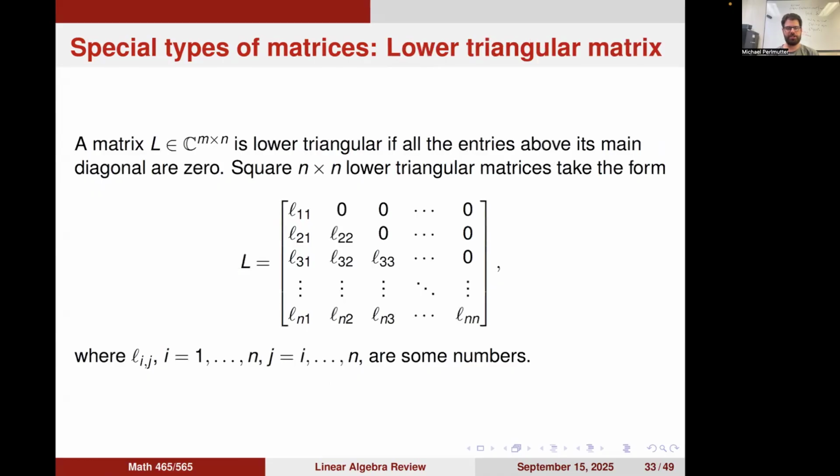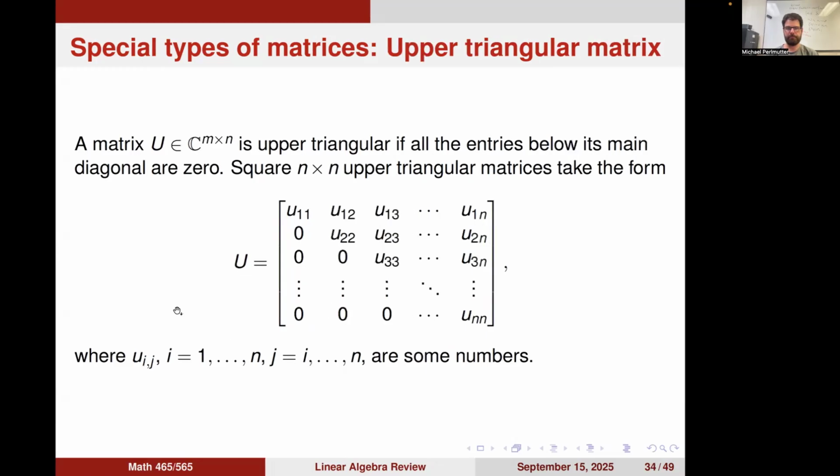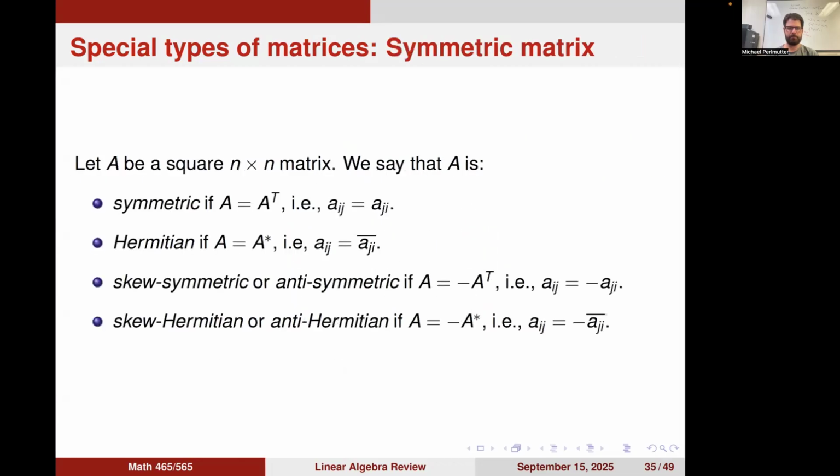Some other relevant special cases: a lower triangular matrix is one where all of the entries above the main diagonal are 0, so the lower triangle has the non-zero entries. Similarly, there's an upper triangular matrix where everything below the main diagonal is going to be 0.